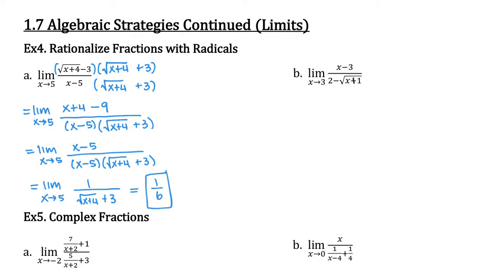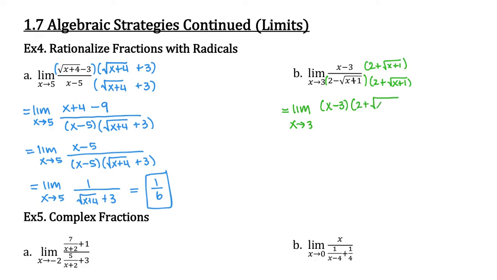Okay, now let's try. I see the radical in the denominator, so I'm going to multiply by the conjugate. Since it's 2 minus root x plus 1, I'm going to multiply by 2 plus root x plus 1. For the denominator, I just have to balance, so I'm going to multiply the numerator as well. I'm not going to distribute out the numerator. I'm going to leave it in factored form because I'm hoping it'll cancel later.